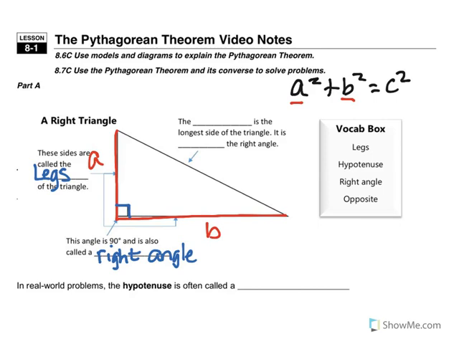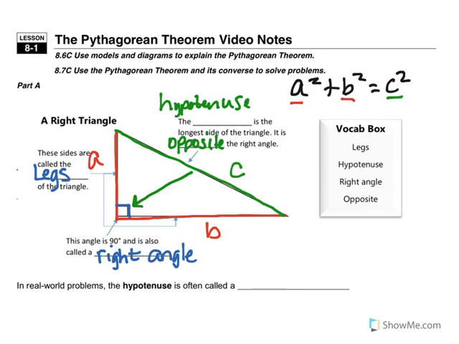Now let's talk about the other piece. The hypotenuse is the longest side of the triangle. It is opposite the right angle. What that means is this line is the longest line of your right triangle. It is the line directly across from your 90-degree angle. So if at any point you get confused about what is the hypotenuse, just know that it's across from your 90-degree angle. And it is C in your formula.